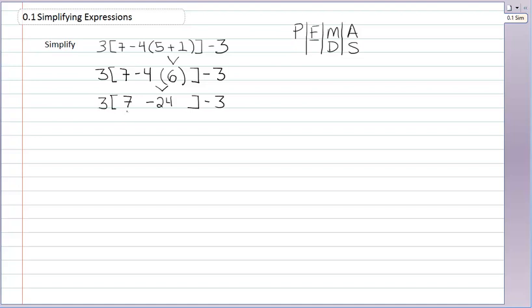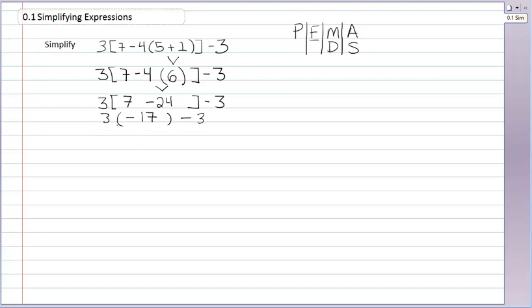Alright, so now I have this little bit of parentheses left. There's only subtraction left in the problem. These two numbers have different signs, so I'm going to subtract the two numbers and keep the sign of the larger number. Since 24 is larger, I'm going to have the negative sign from the 24. The difference between 7 and 24 is 17, of course. So I will then have basically 3 times 17 minus 3. Or 3 times negative 17, I should say, minus 3.